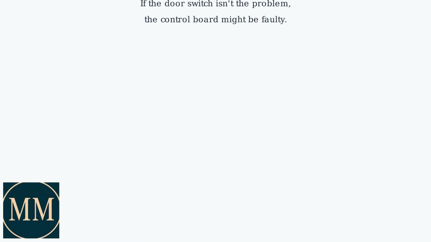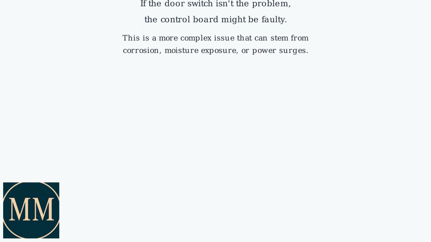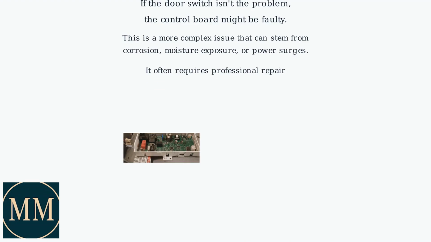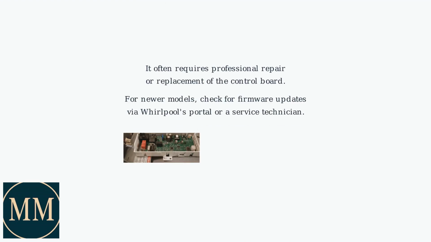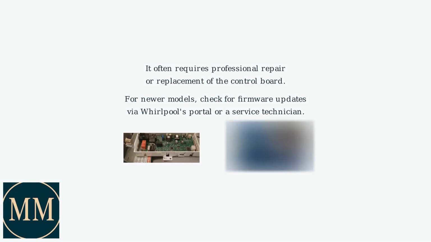If the door switch isn't the problem, the control board might be faulty. This is a more complex issue that can stem from corrosion, moisture exposure, or power surges in humid laundry environments. It often requires professional repair or replacement of the control board, as these components are critical for dryer operation. For newer models, check for firmware updates via Whirlpool's portal or a service technician, as recent updates can resolve control board-related errors and improve sensor calibration.